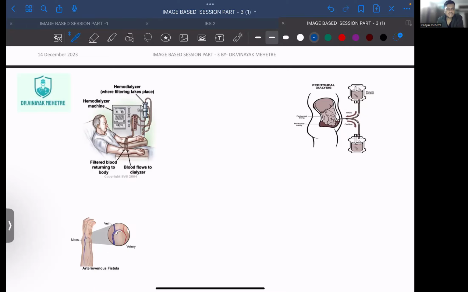Okay, how do we do dialysis? There are 2 types of dialysis. Okay, there are 2 types of dialysis. One is hemodialysis.